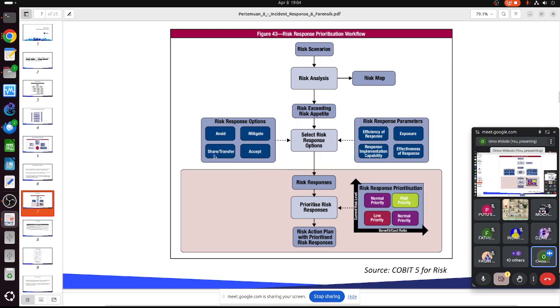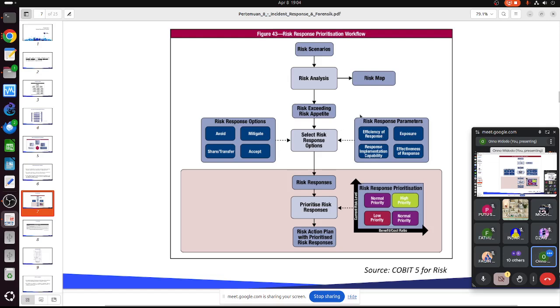Share or transfer means we buy insurance. So we can buy insurance if we want to share or transfer the risk. These are the 4 options to respond to the risk. Avoid, mitigate. Mitigate means we need to implement cybersecurity, which is very heavy on ISO 27000. Accept means basically we ignore the risk. So sometimes we need to accept the risk.